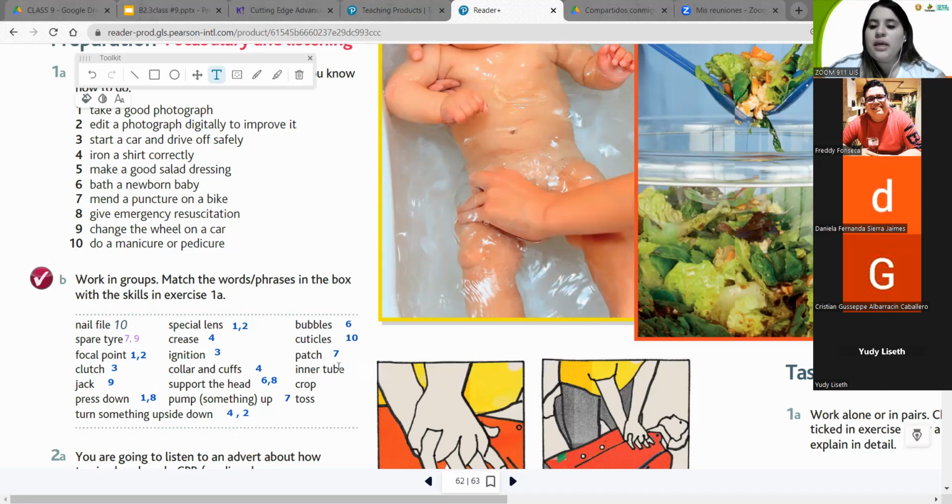What about inner tube? The inner tube. Number 9 and number 7. Yes. Number 9 and number 7.